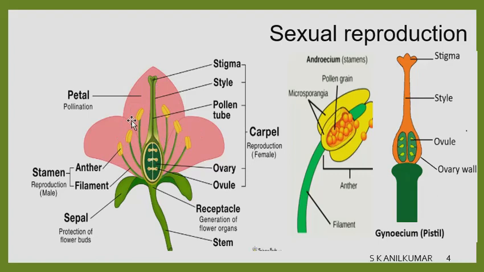The petal is a colorful soft portion of the leaf which attracts the insects and helps in pollination. If it is not colorful, if it is not soft, if it does not have a nice fragrance, the insects and bees and birds may not come.